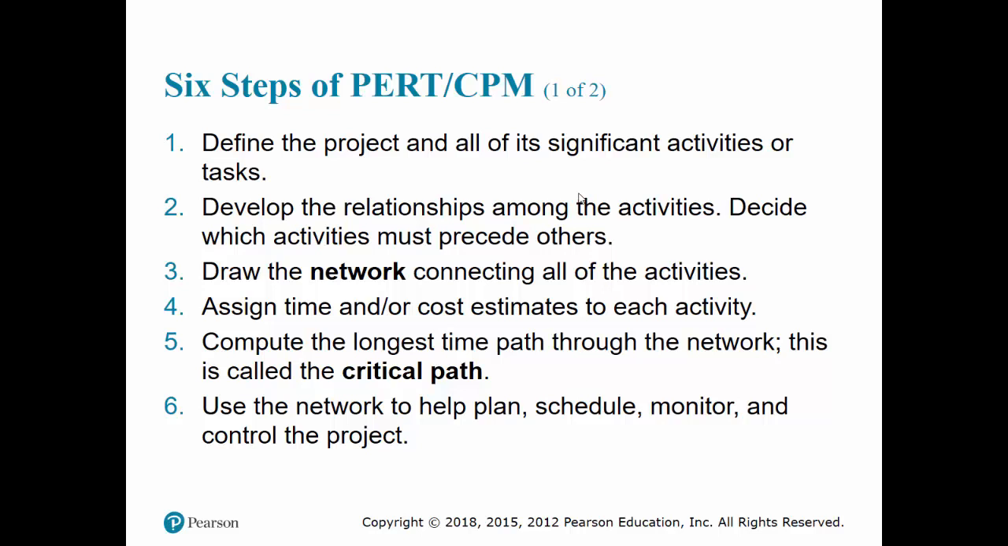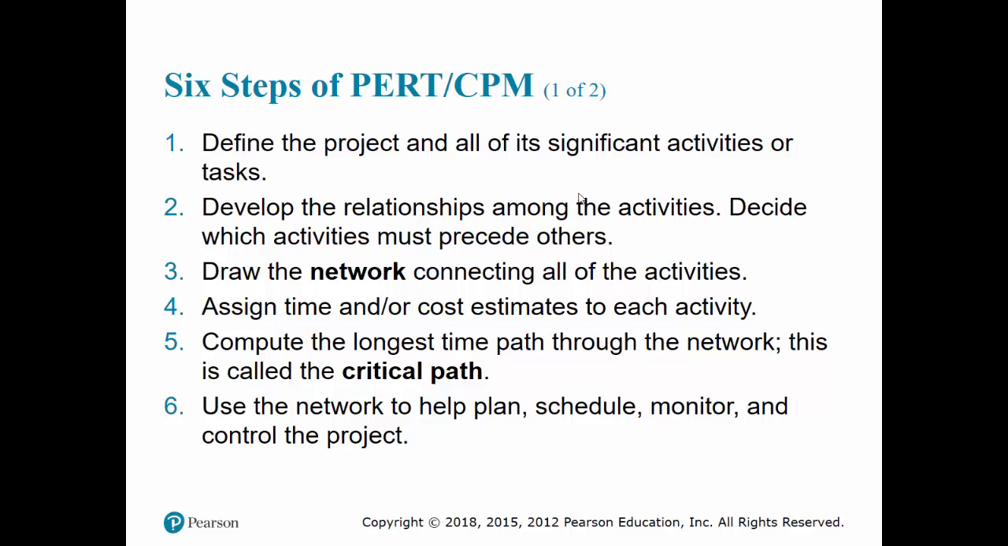So here are the basic steps that are common to both PERT and CPM. Six steps: define the project and define all the significant activities, that is, the tasks that are required to be completed in the project. Then develop relationships among the activities. That's your predecessor relationship. All you need to do is, for each activity, identify the immediate predecessors. You don't need to go back all the way to the beginning of the project, just the immediate predecessor. Once you have the immediate predecessors identified, we can lay it out in the form of a network.